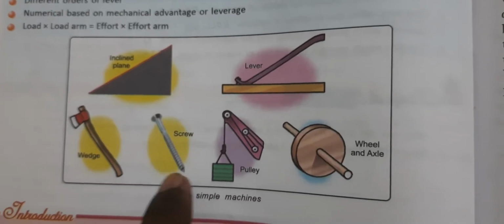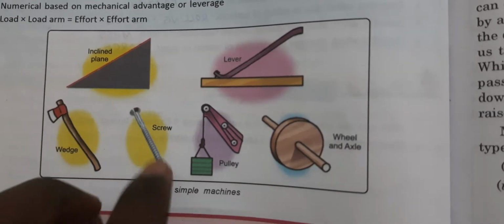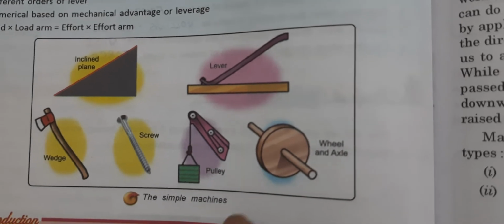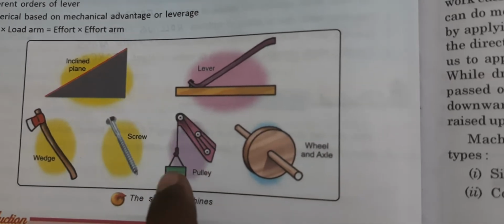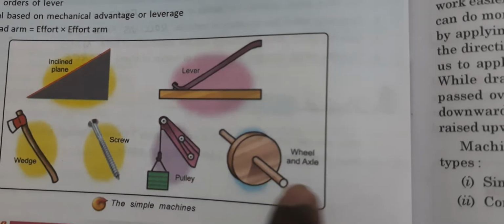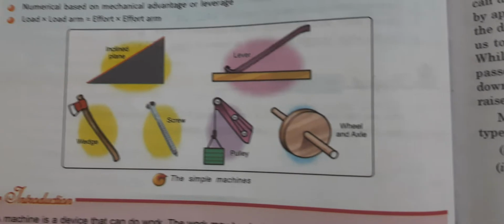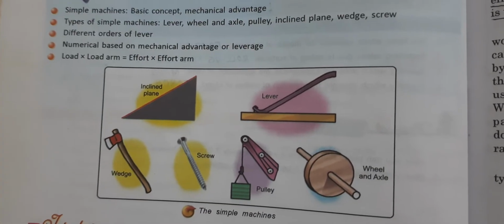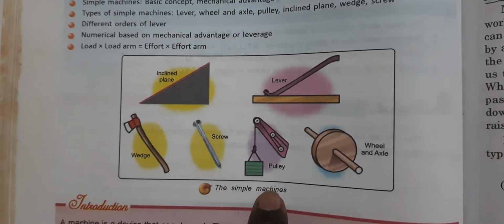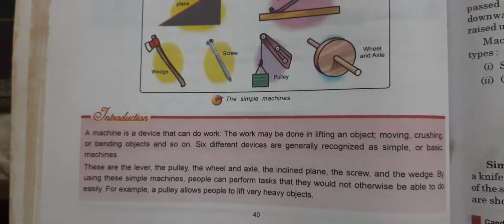Then you have screw you must have seen, it looks like a nail in which there is a winding thread. Then you have pulley, which consists of a wheel fixed to an axle. So likewise you have a wheel and axle arrangement. These are all simple machines. You can see the heading simple machines. But in general, what is a machine?